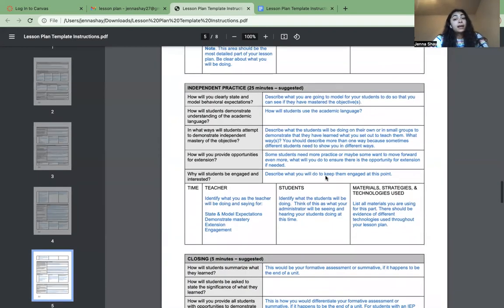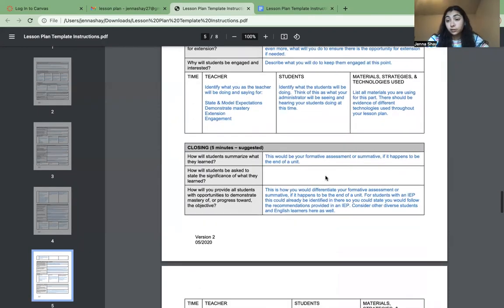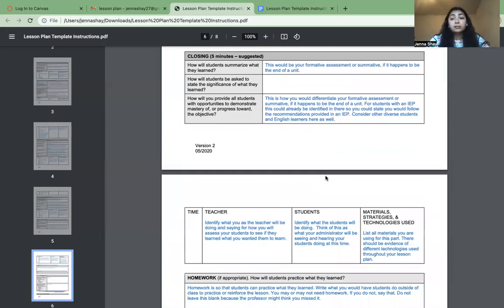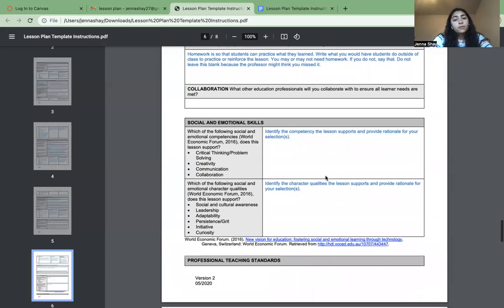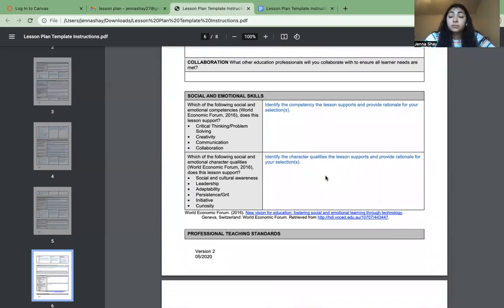The independent work I like as well. This is obviously helping the educator, which would be myself, with how the independent work is going to be, if the advanced learners understand the material, and obviously they can find a different way to do it. They can help the at-risk kids. And the closing is about how the teacher, which is myself, would close it out. And then homework.